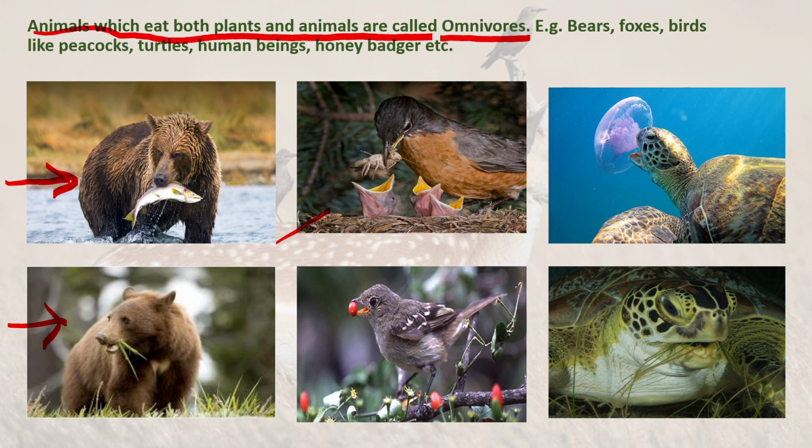We can see here some birds. They eat insects and they eat berries and other fruits. So some birds are omnivores. Then we have a turtle here. This turtle is trying to hunt for jellyfish. This is a jellyfish. It is inside an ocean or a sea. And here it is trying to eat the seaweeds which grow underwater on the surface of the ocean. So a turtle is also an omnivore.